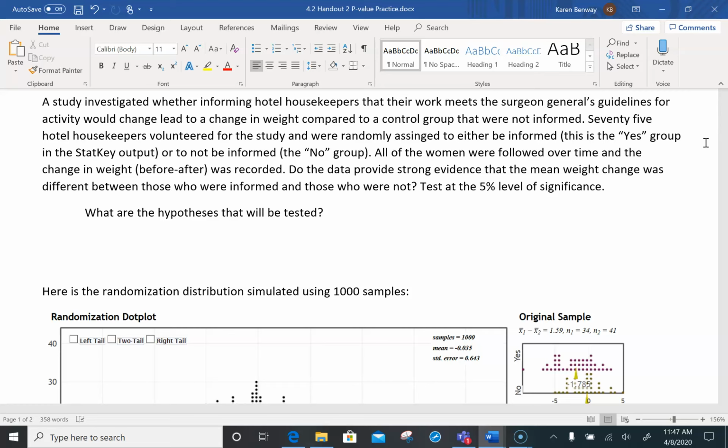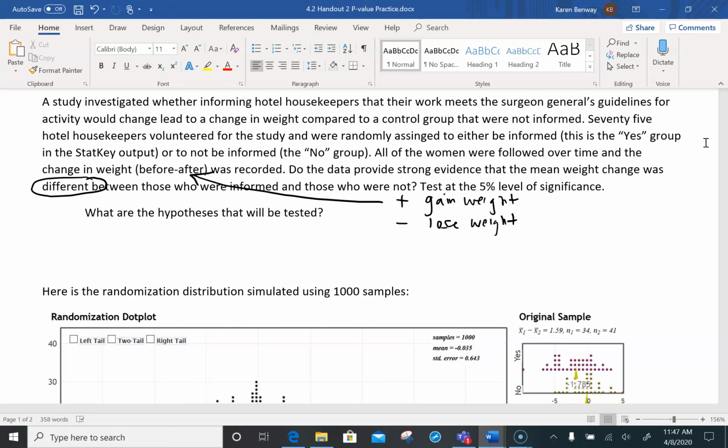All of the women were then followed over time, and the change in weight, the weight before the study versus after the study, was recorded. So before minus after, just to keep in mind, what this means is that positive means that they gained weight. Negative would mean that they lose weight. So we want to know, do the data provide strong evidence that the mean weight change was different between those who were informed and those who were not?